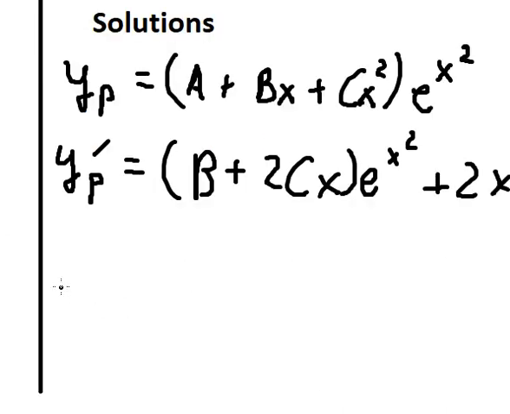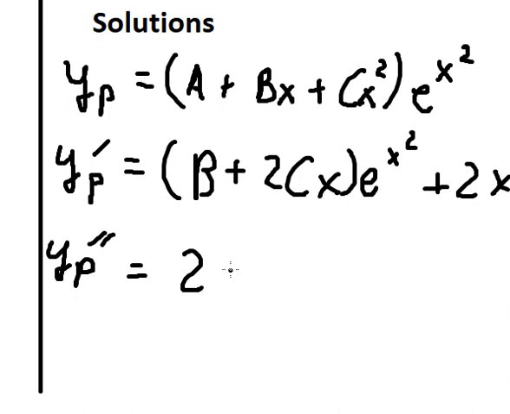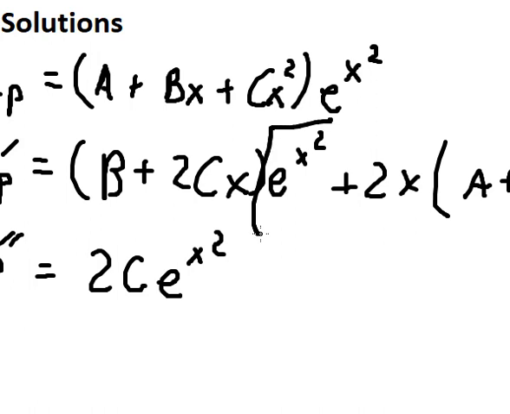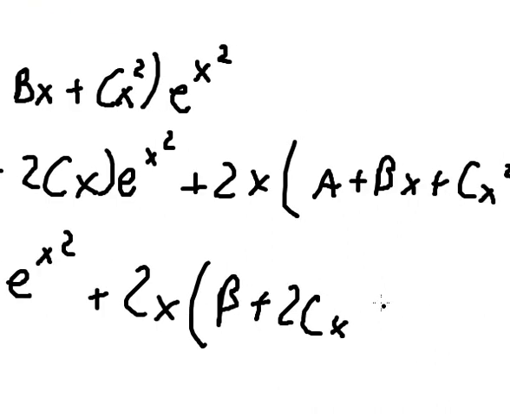And now we go to the second derivative of yb. So we need to do the first derivative of this one, and we have 2c e to the power of s squared. Later, we need to do the first derivative of this one, and you got 2s b plus 2c s, e to the power of s squared.